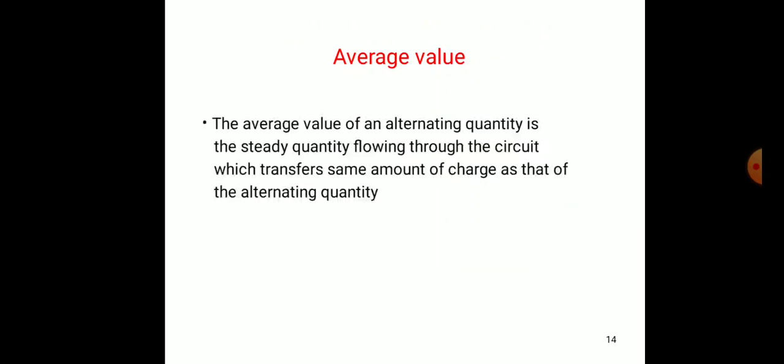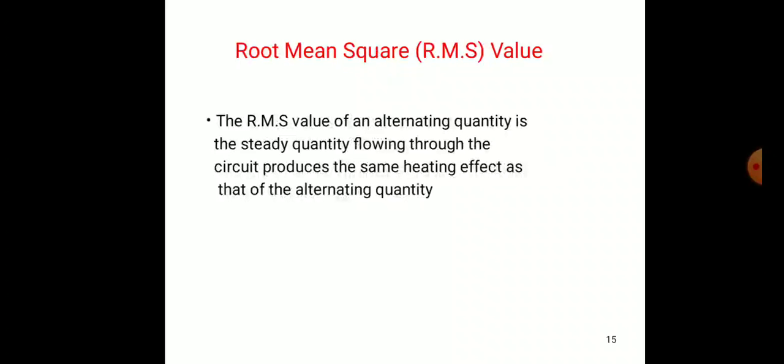So we have two values. First, the average value. The average value of an alternating quantity is the steady quantity flowing through the circuit which transfers the same amount of charge as that of the alternating quantity. So every alternating quantity has an average value. It is the steady quantity flowing through the circuit which transfers the same amount of charge as the alternating quantity. The other one is the root mean square value.